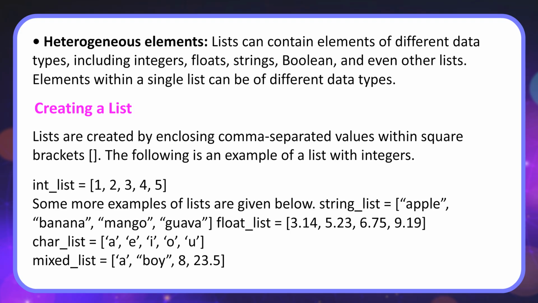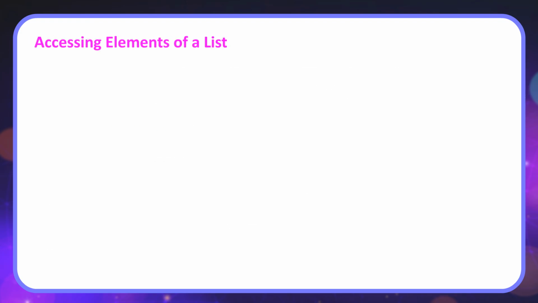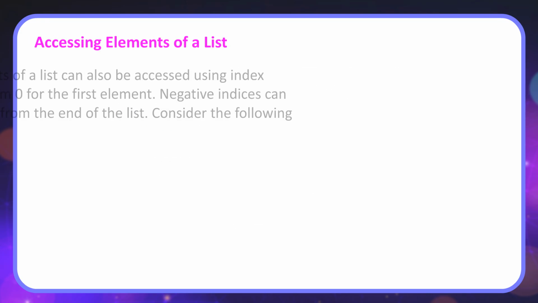float_list = [3.14, 5.23, 6.75, 9.19]. char_list = [a, e, i, o, u]. mixed_list = [a, boy, 8, 23.5]. Accessing elements of a list.